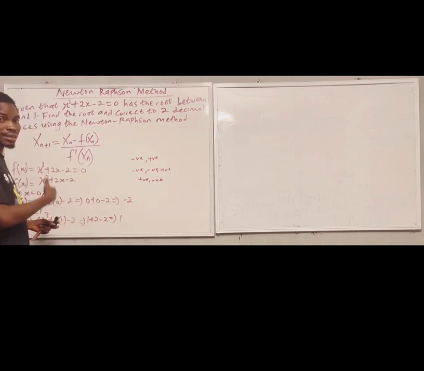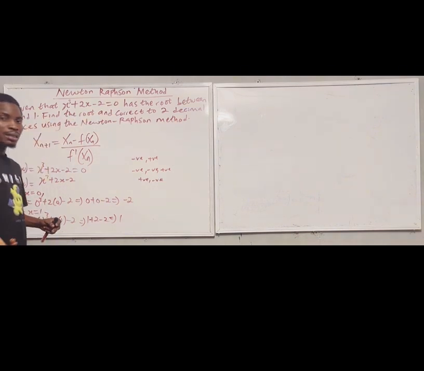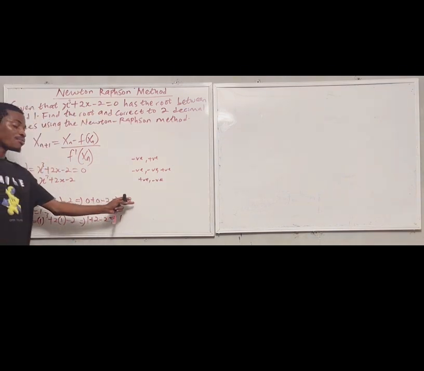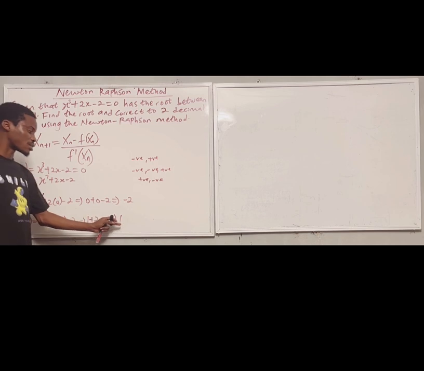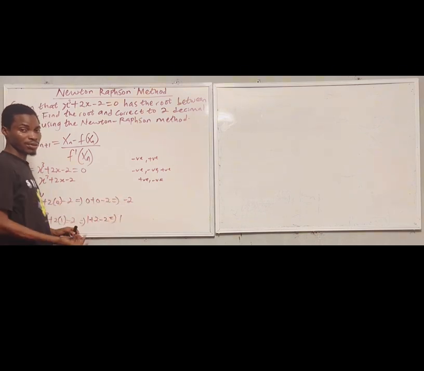So this is our iteration, that is, I test for f of 0. And the question says that the root lies between 0 and 1. It means at 0 I have negative, at 1 I have positive, and the opposite sign of negative is what? Positive.